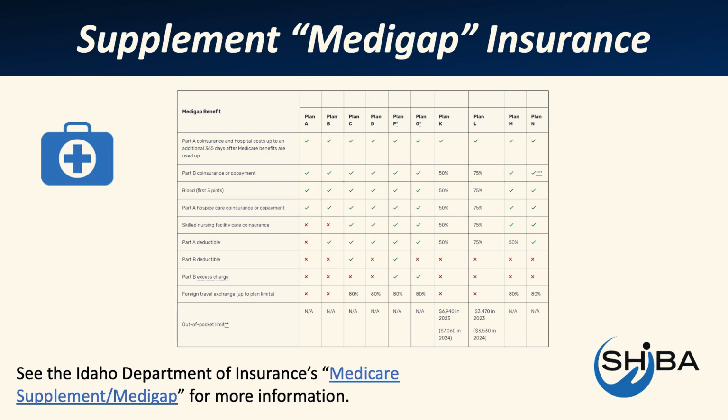However, high deductible Plans F and G count the payment of the Medicare Part B deductible toward meeting the plan deductible. Plans K and L pay 100% of covered services for the rest of the calendar year once you meet the out-of-pocket yearly limit and your yearly Part B deductible, $240 in 2024. Plan N pays 100% of the Part B coinsurance, except for a copayment of up to $20 for some office visits and up to $50 copayment for emergency room visits that do not result in an inpatient admission. For more details, please visit the Idaho Department of Insurance's webpage, Medicare Supplement/Medigap.